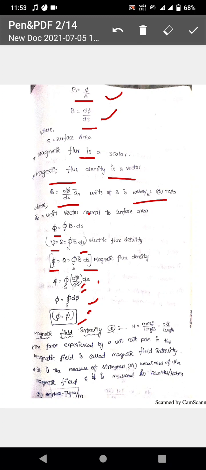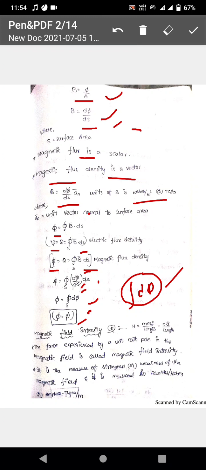We can write in a different manner. B equal to d phi by ds, also B equal to phi by A. Therefore, phi equal to surface integral B dot ds. Can we write phi equal to surface integral d phi by ds? Yes, we can write it, because phi equal to surface integral B dot ds, and we can replace B with d phi by ds. The ds gets cancelled, hence d phi will come. If you integrate d phi over the surface, then you will get phi.